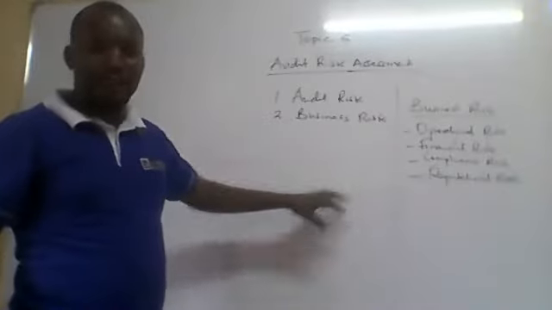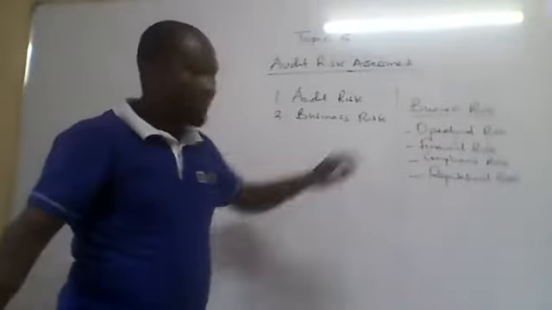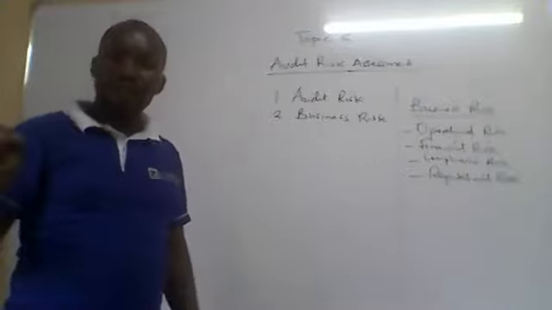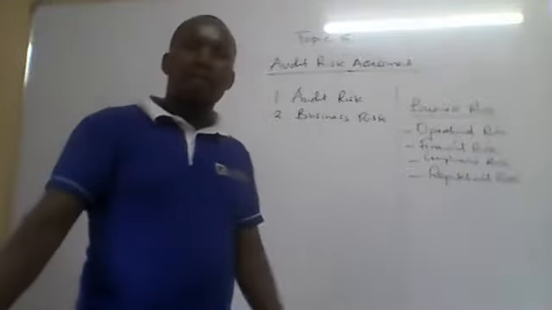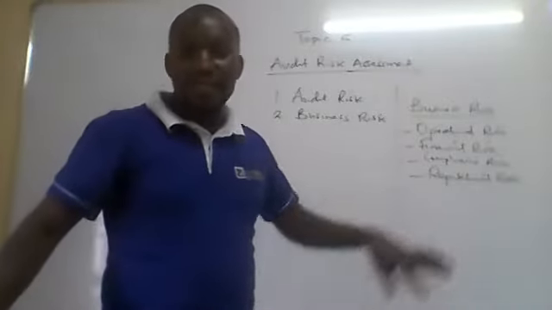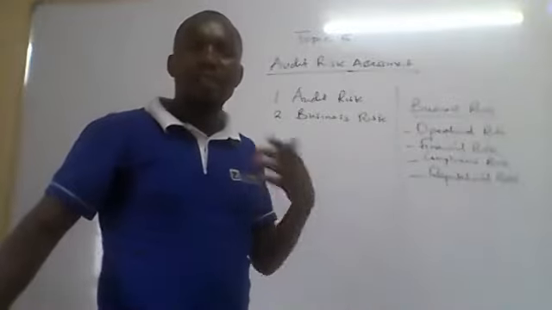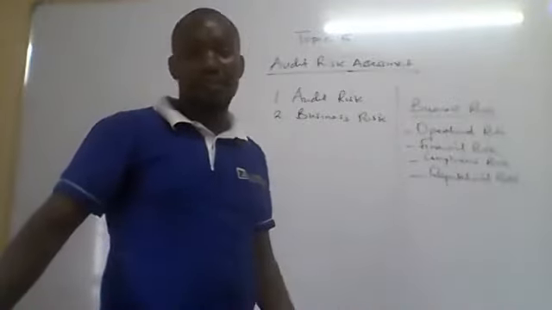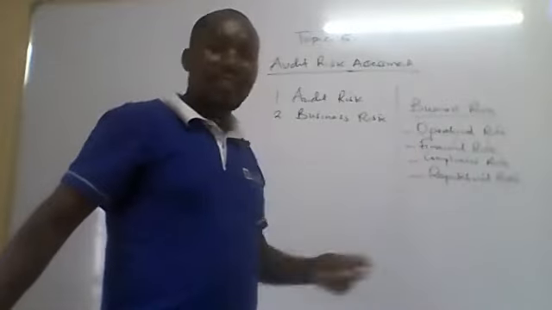For example, operational risk. When operations are affected, obviously, you'll not make business, you'll not make money, and obviously, you'll actually have losses. So operational risk and financial risk are related.